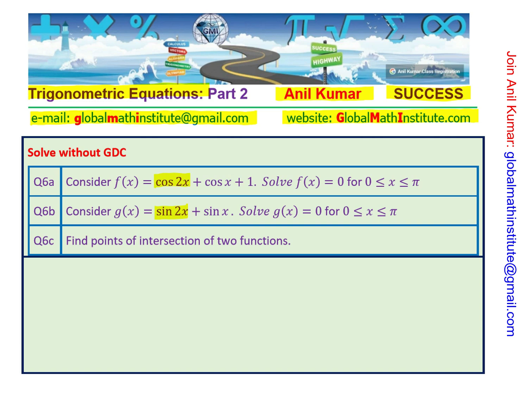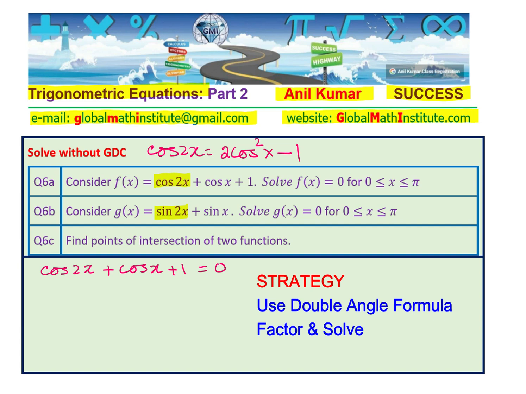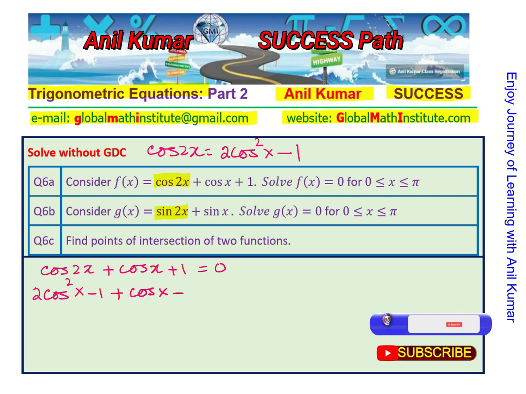So let's begin with 6a, where we are given cos 2x plus cos x plus 1, which we will equate to 0, finding the solution of this equation. So the double angle formula, as you know, cos 2x can be written as 2 cos square x minus 1. So we write 2 cos square x minus 1 plus cos x plus 1 equals 0. That gives you 2 cos square x plus cos x equals 0. Plus and minus 1 cancel.